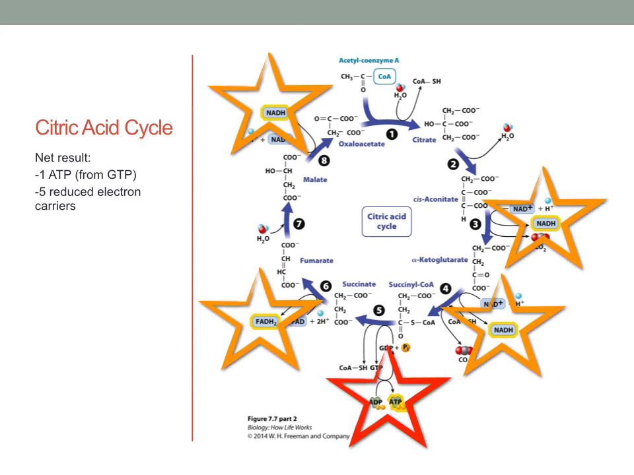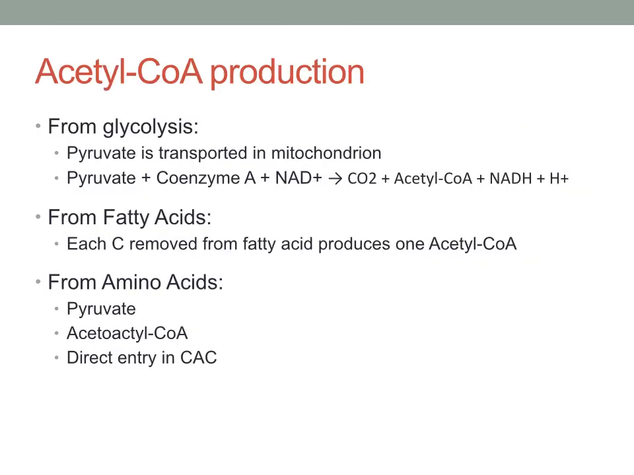Now, the citric acid cycle is a common cycle that can be used by a lot of entering molecules, and acetyl-CoA basically can come not only from the glycolytic pathway. In fact, when it comes from the glycolysis, it comes by the way of the pyruvate that is transported into the mitochondrion and converted into acetyl-CoA. When it comes from fatty acids, the fatty acid is already in the mitochondrion, and each carbon molecule removed from the fatty acid tail will produce 1 acetyl-CoA.